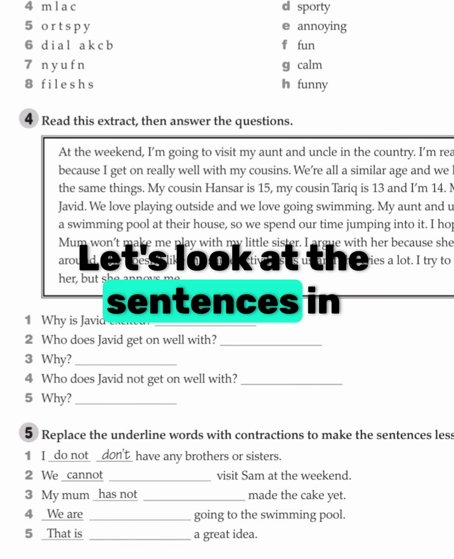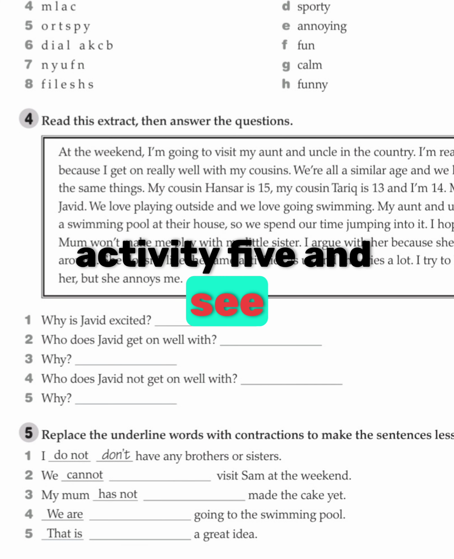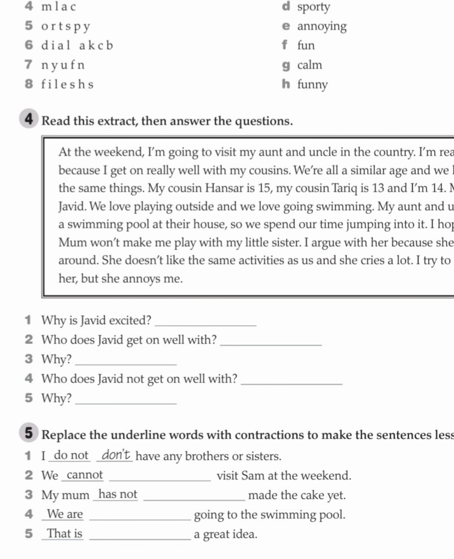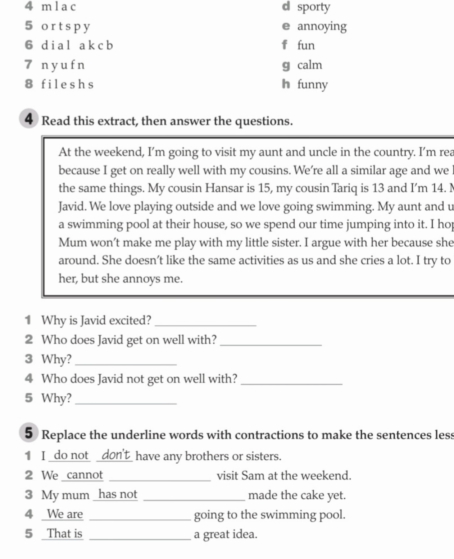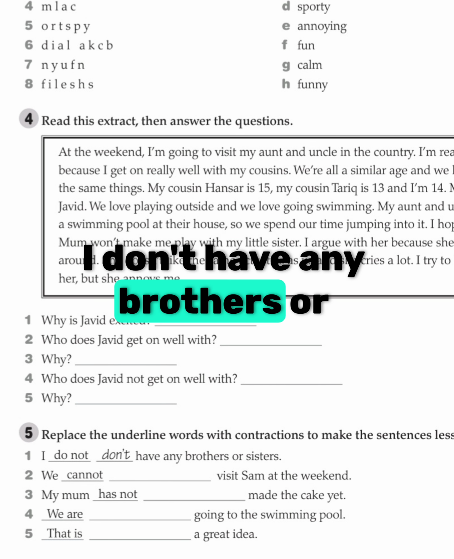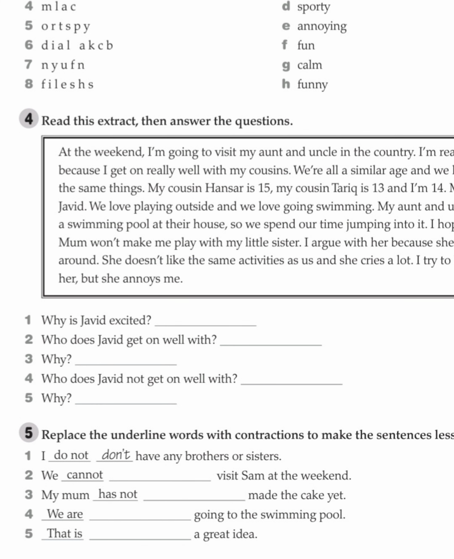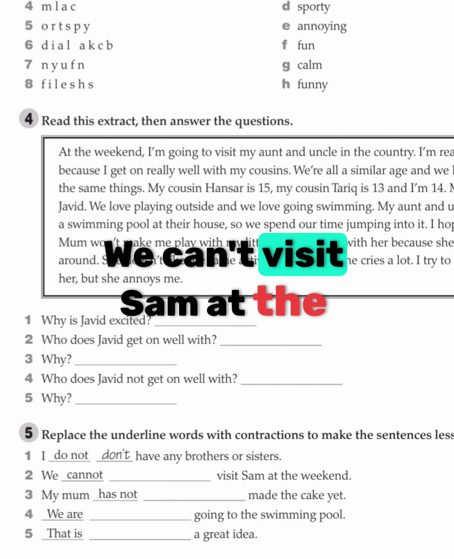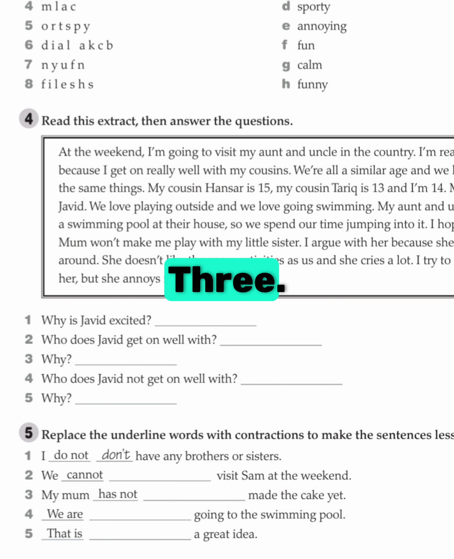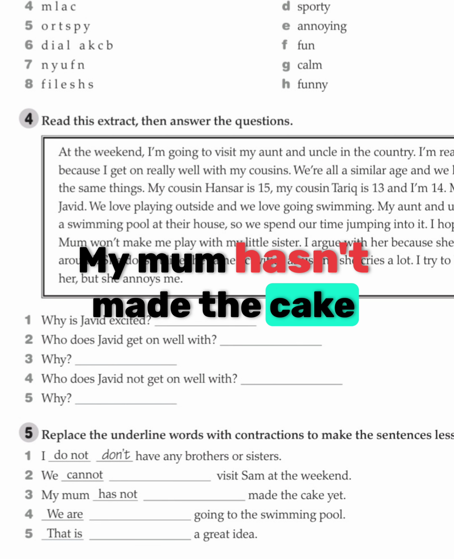Let's look at the sentences in Activity 5 and see how we can shorten each one. 1. I do not have any brothers or sisters. Answer. I don't have any brothers or sisters. 2. We cannot visit Sam at the weekend. Answer. We can't visit Sam at the weekend. 3. My mum has not made the cake yet. Answer. My mum hasn't made the cake yet.